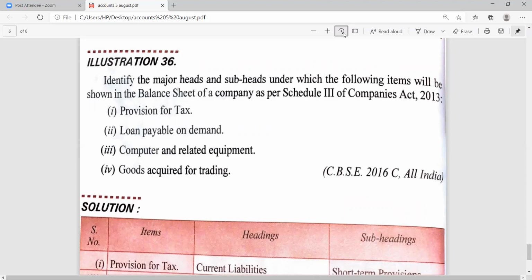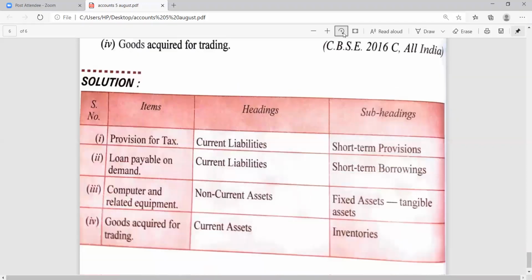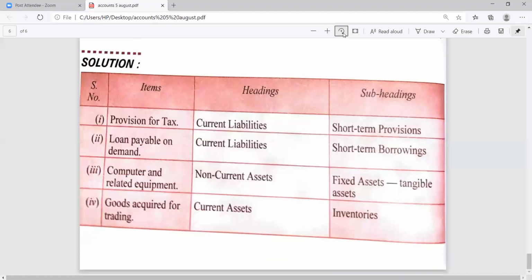Provision for tax is shown under the heading of current liability and given under the subheading of short-term provisions. Loan payable on demand is also shown under the heading of current liability and short-term borrowings. Computer and related equipment is shown under the heading of non-current assets in fixed assets as tangible. Goods acquired for trading are shown under the heading of current assets and subheading of inventories. In this way, you have to do this question.